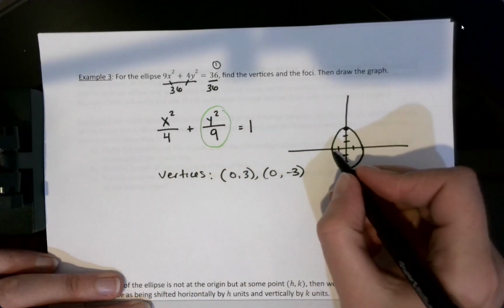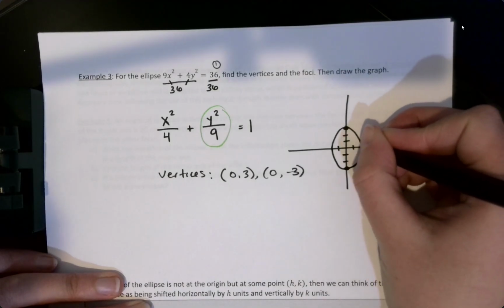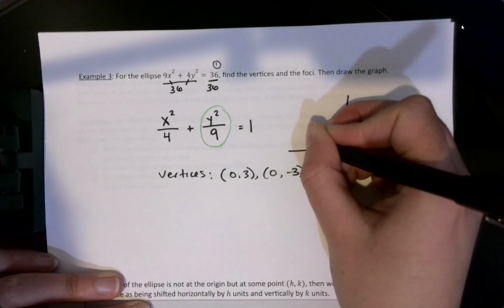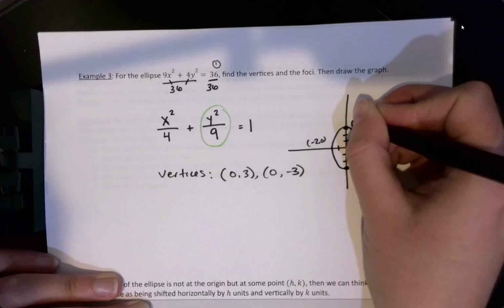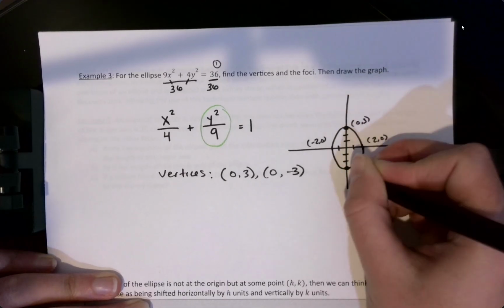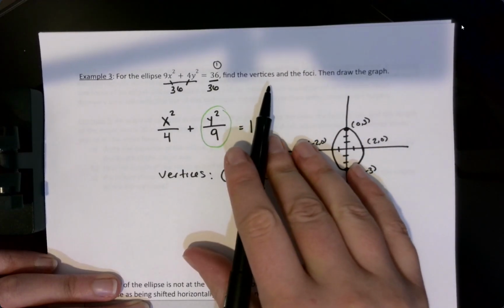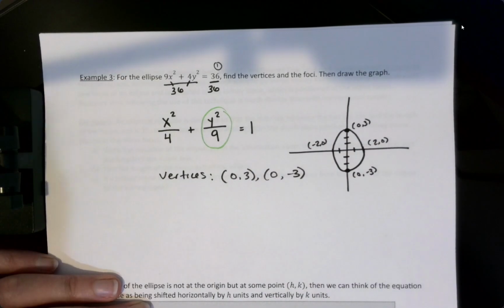And then these points don't really have names. They're kind of important in terms of drawing the graph, but they don't need to be listed right now. They're just the lengths of the minor axis. So they're not going to go on my list here. I need to list the vertices and the foci. These are just my minor points.